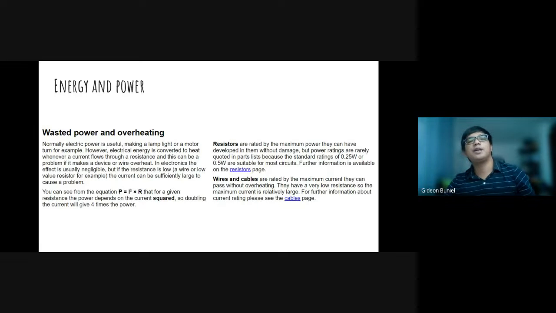Now, energy, wasted power and overheating. Normally, electric power is useful, making a lamp light or a motor turn, for example. However, electrical energy is also converted to heat. That's the common thing about conversion of the energy that we have used. That's why when we light up our bulbs and touch them after lighting, they are hot, because electrical energy was converted into heat.